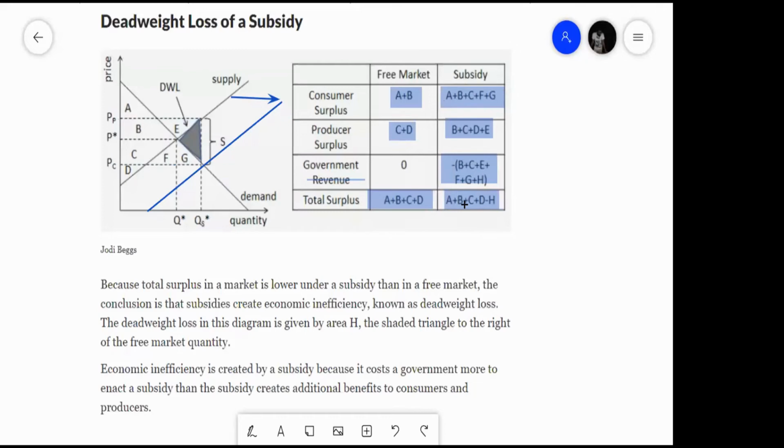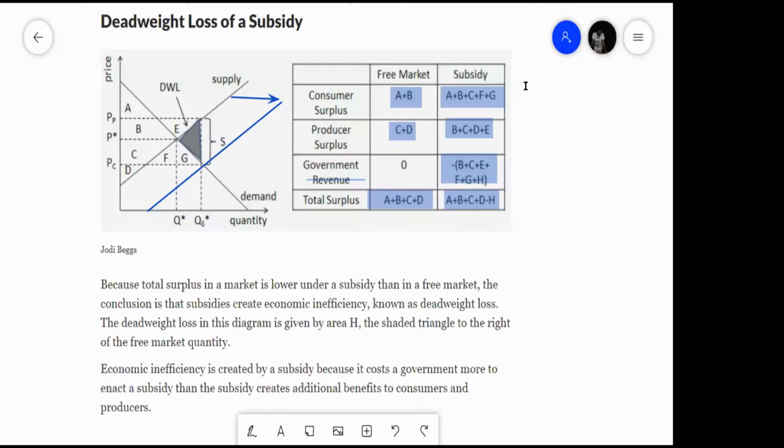But what is the idea? Why is there a creation of deadweight loss, guys? It is because after the subsidy, the amount spent. So economic inefficiency is created by a subsidy because it costs the government more to enact a subsidy than the subsidy creates additional benefits.